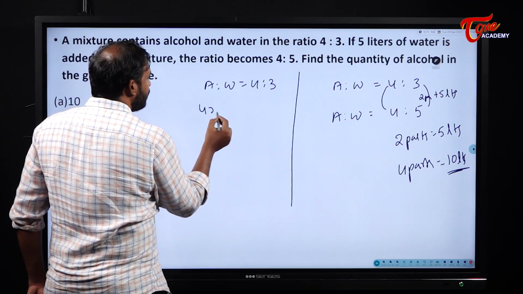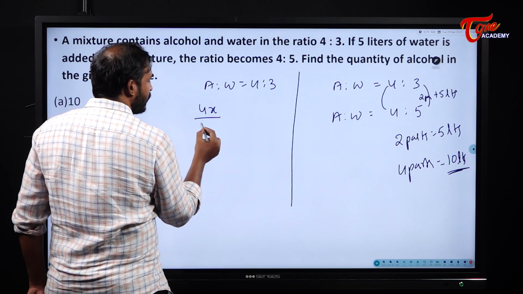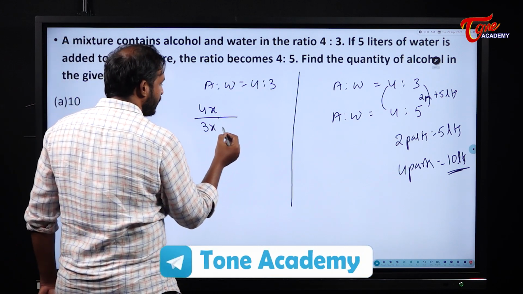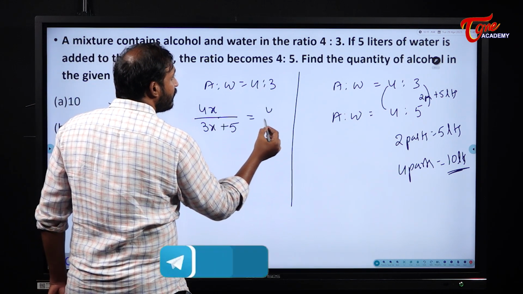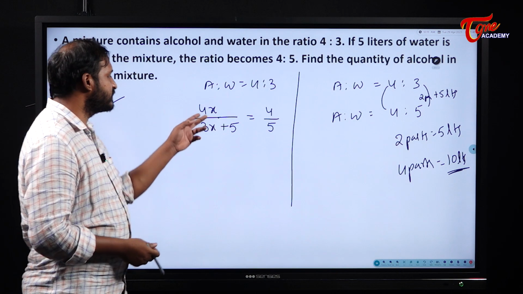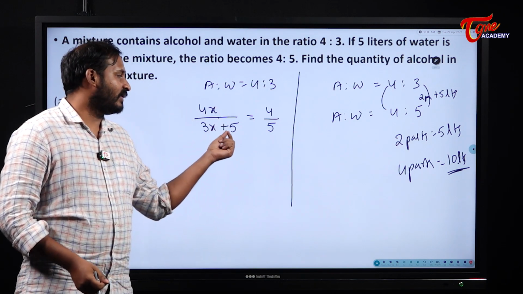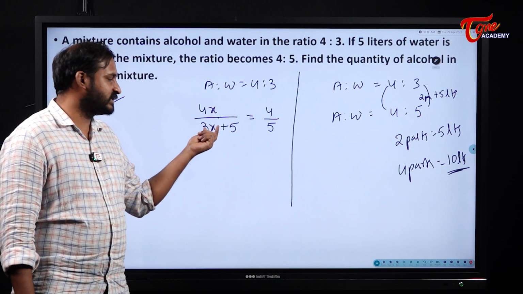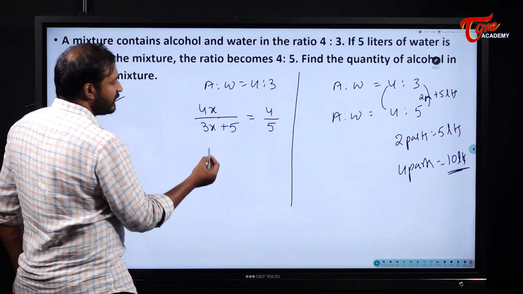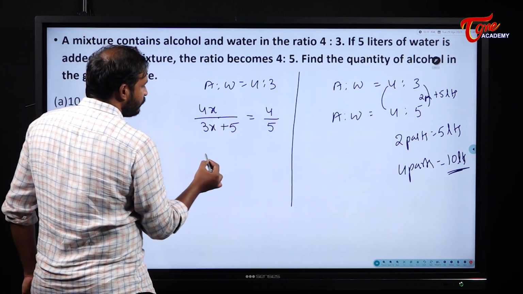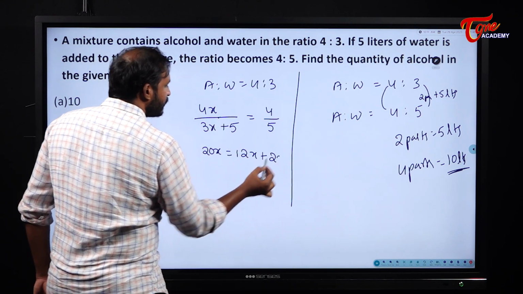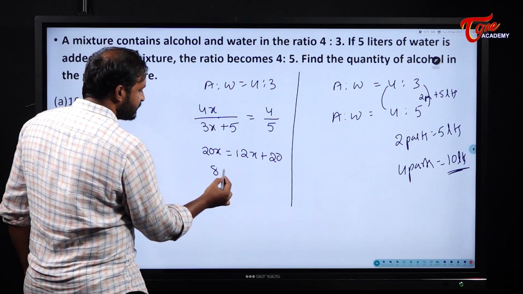The other one is, see here students. Initially alcohol and water are in the ratio 4:3, which means 4x and 3x. Now to this we are adding 5 liters of water, that means plus 5, so that the ratio becomes 4:5. So 4x by 3x plus 5 is equal to 4 by 5. Now cross multiply this, what will you get here students? 20x is equal to 12x plus 20. So from this 8x is equal to 20.